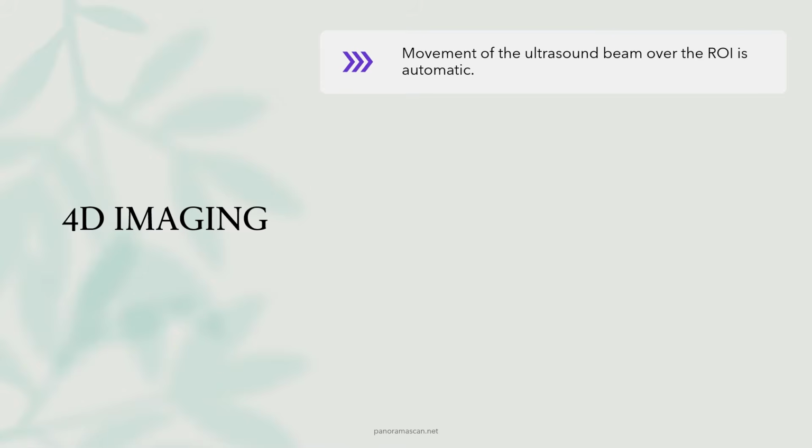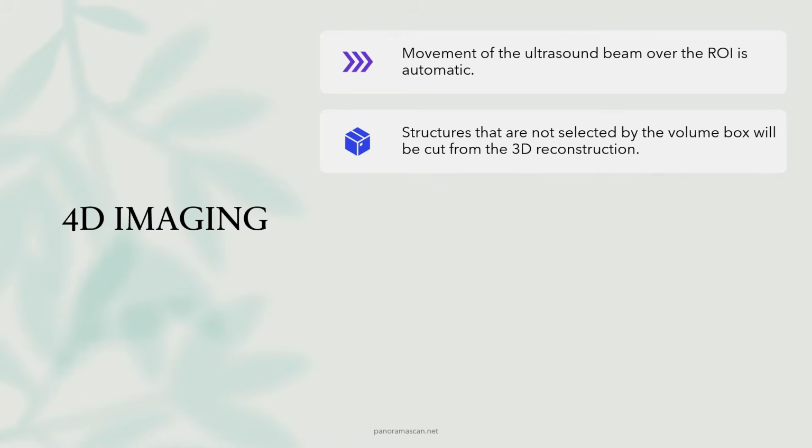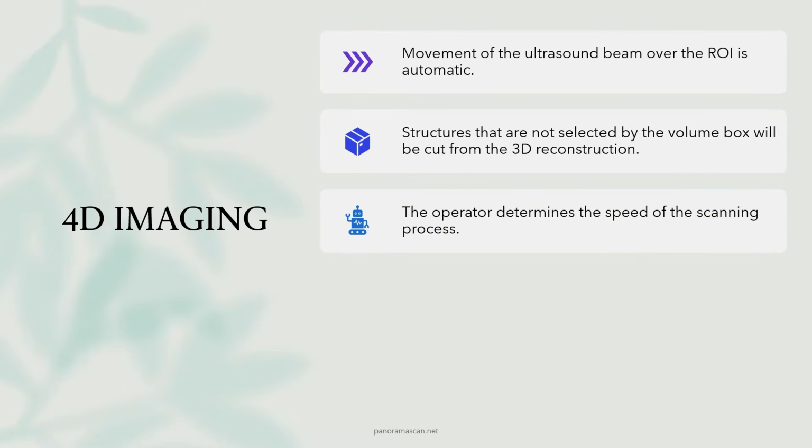Now, let's explore some important factors that influence the quality and efficiency of real-time 4D imaging. One of the key advantages of 4D imaging is the automatic movement of the ultrasound beam over the region of interest. This automation ensures that the scanning process is both precise and efficient, reducing the need for constant manual adjustments during the scan. The volume box plays a crucial role in determining which structures will be included in the 3D reconstruction. If certain structures fall outside the volume box, they will be excluded from the final 3D image. This gives the operator the flexibility to focus on specific anatomical areas without unwanted noise from outside regions.